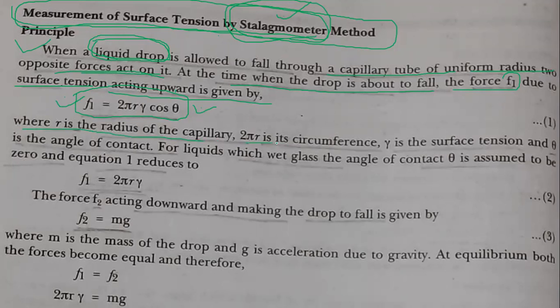Okay. 2πr is the circumference of that capillary. Okay. Gamma is the surface tension. Okay. And theta is the angle of contact. Angle of contact of that liquid with the capillary surface. Okay. For a liquid which wets the glass, the angle theta, or the angle of contact, is assumed to be 0 and equation 1 reduces to.